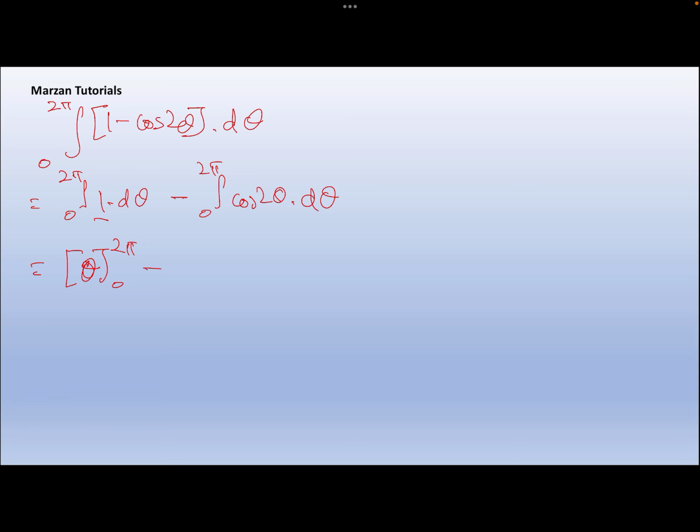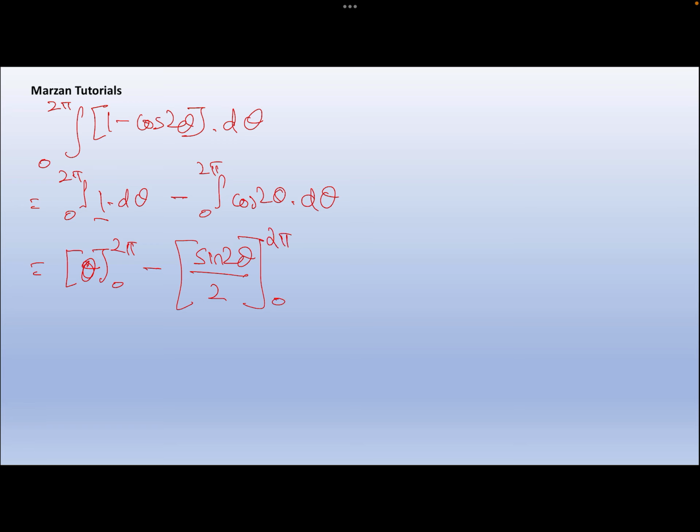Minus integration of cos 2 theta, which is sine 2 theta, and whatever is the coefficient of theta, that will get divided. For integration, whatever is the coefficient of x, that will get divided. We have done this formula many times. So the 2 of 2 theta will get divided. Upper limit is 2 pi, lower limit is 0.